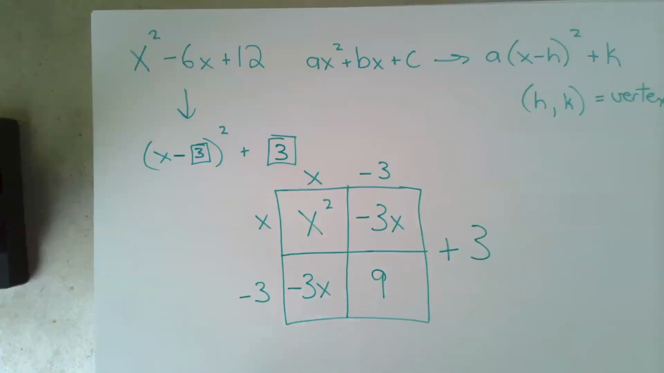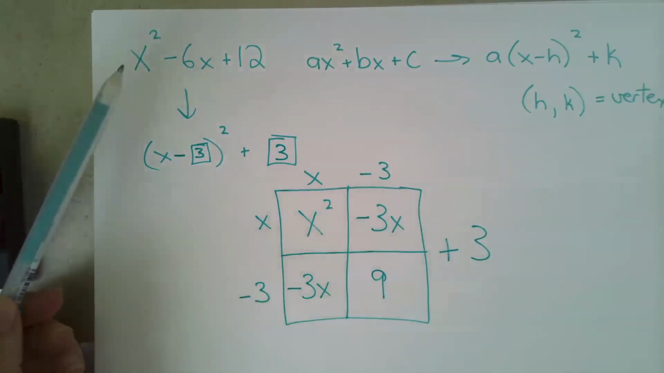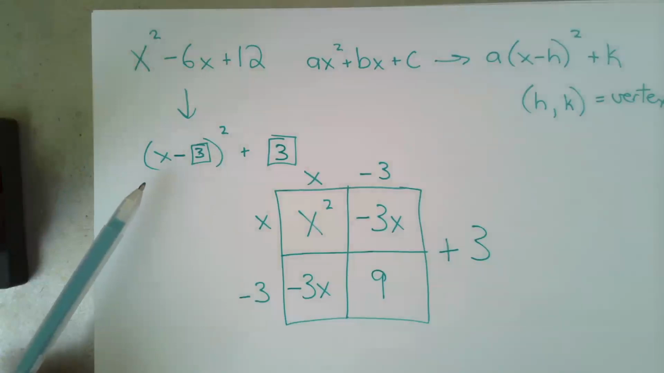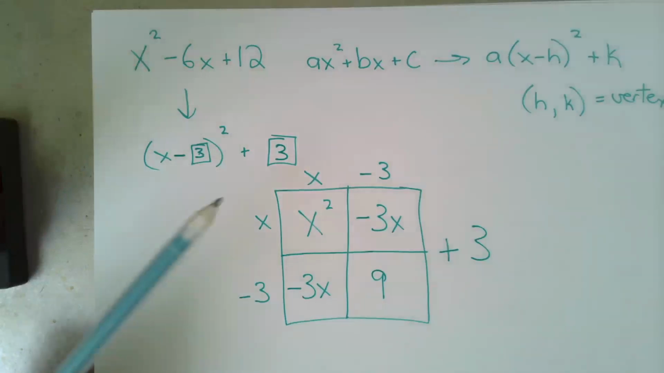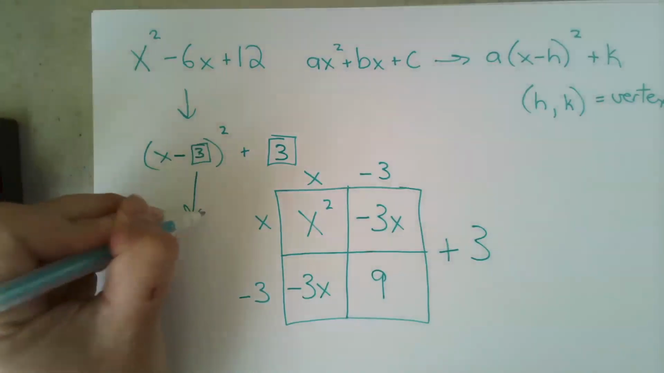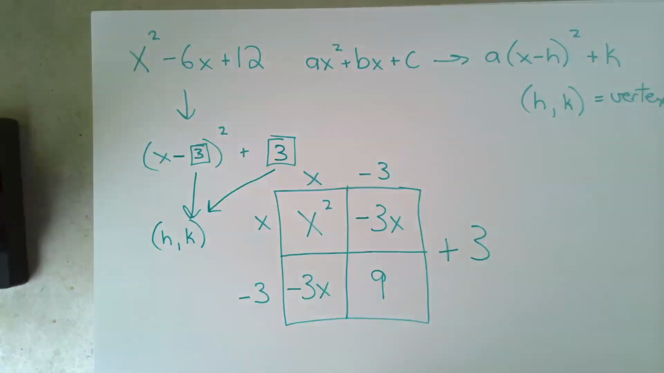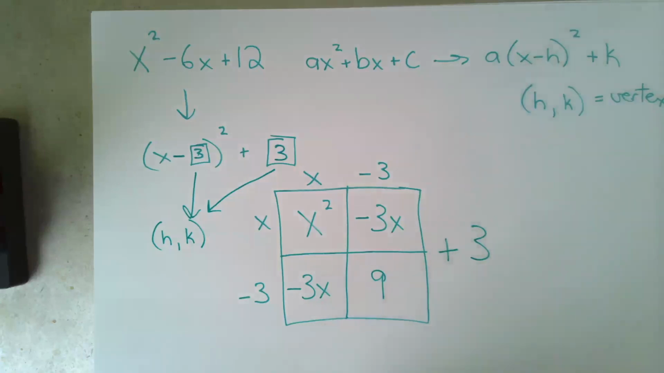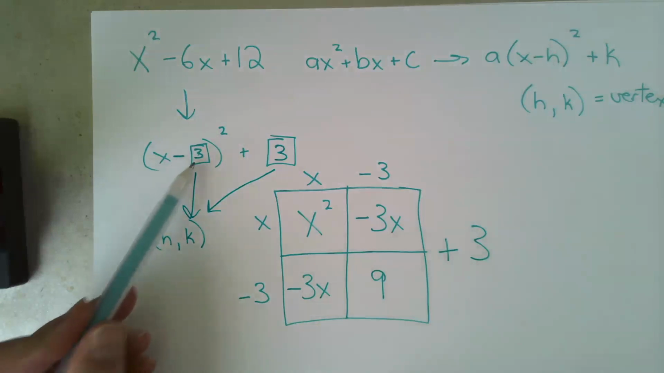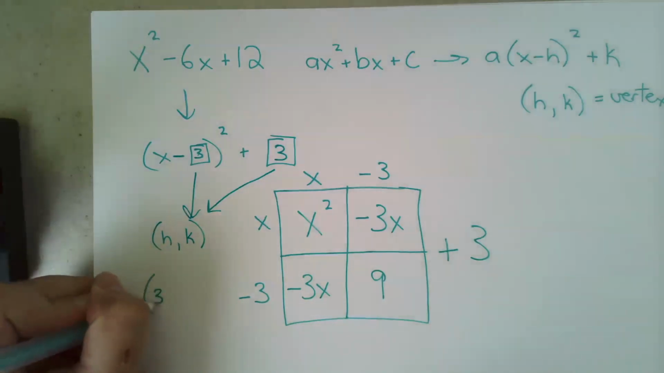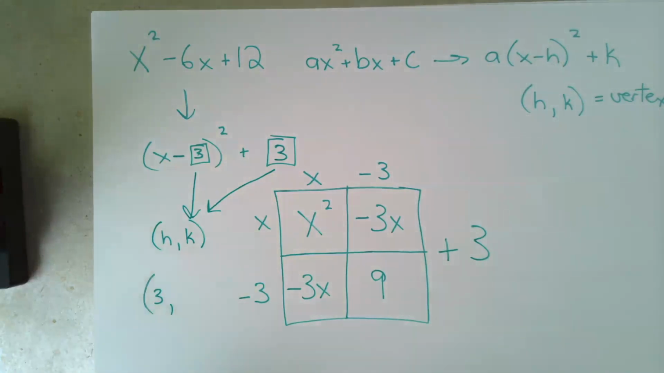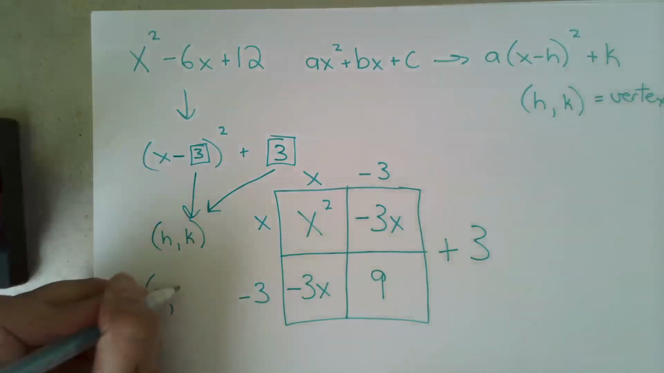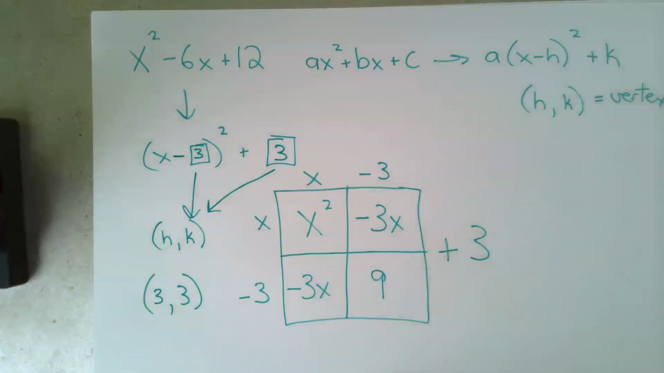So our equation transformed from standard form to vertex form gets us (x minus 3) squared plus 3. And from that, we can find our (h, k). Our equation is in the form x minus h, x minus 3. So 3 is our h, and our equation is in the form plus k. So 3 is our k, and that is our vertex.